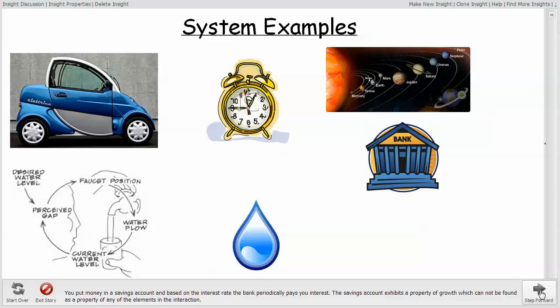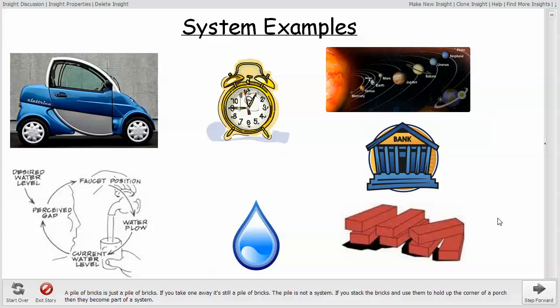A savings account in a bank is a similarly contrived example of a system whereby if you put money in a savings account, and it's an account where the bank is willing to pay you interest on leaving the money there based on a defined interest rate. Periodically they will compute an interest based upon that, the amount of principal and the interest rate, and add additional money to your account. It's a reinforcing structure whereby the principal grows over time, and that growth is an emergent characteristic that is not demonstrated by any of the individual components of that set of interactions.